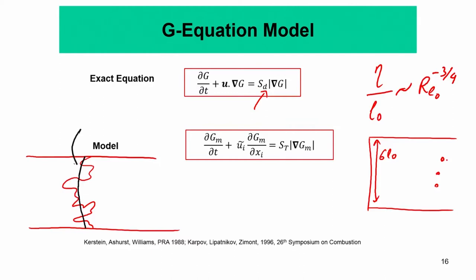So on average, of course, this flame surface will fluctuate around this mean. This mean is given by G_M equal to G0, which is a different function, whereas the instantaneous one is given by G equal to 0. So this is the propagation of G_M, which is supposedly the flame surface averaged over all possible locations of the instantaneous flame surface.